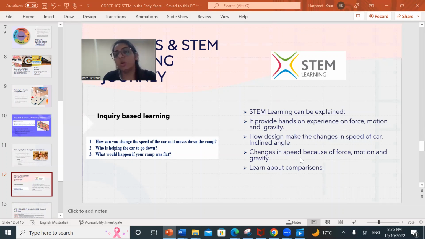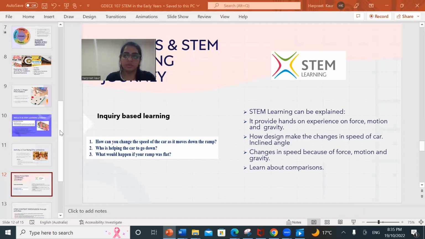can reach up to 5 or 6 scales. So we can ask them some inquiry questions so they can be more engaged in this activity, such as how we can change the speed of the car as it moves down the ramp, what is helping the car to go down, and what would happen if we made the ramp totally flat. So they will learn about comparisons through this, and they will learn how we can solve STEM concepts, or how STEM learning goes. All these things can be taught through these activities.